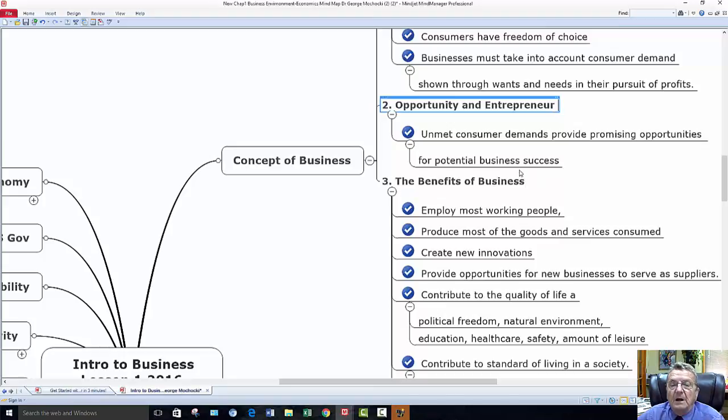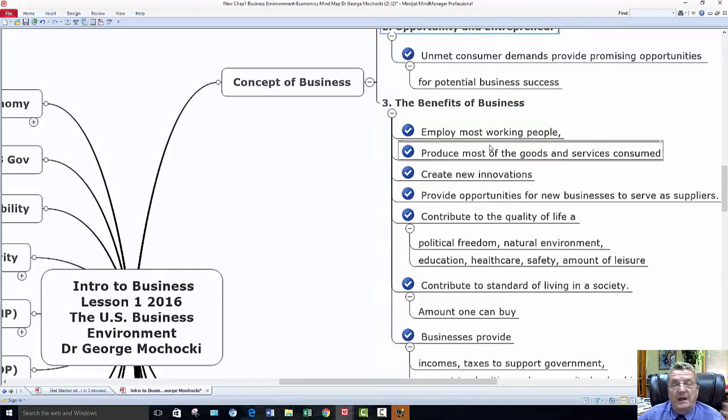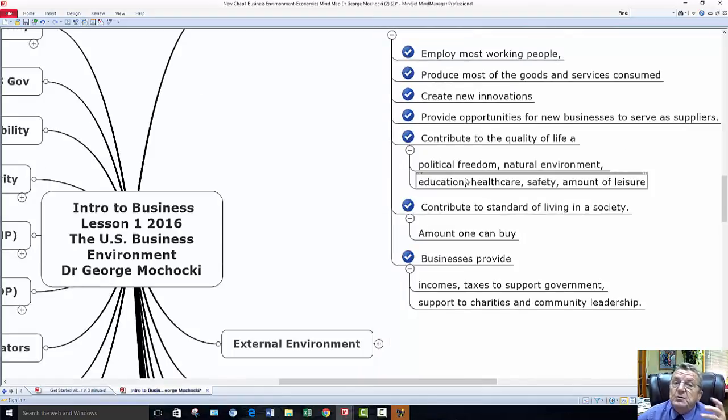Unmet customer needs. Now, benefits for business. I help people working, I produce goods and services consumed, I create new innovations, I contribute to the quality of life. We're going to talk about quality of life and look at economic indicators. Political freedom, as long as it's nothing derogatory, discriminatory, or against a certain group or anything like that. Remember, I'm a business. I still have to work with the rules and the laws of the land, okay? My product is safe, and it helps in creating leisure for something.